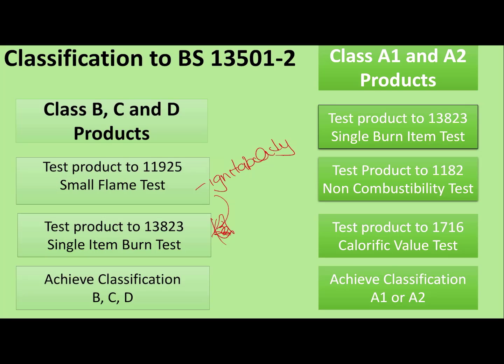Same thing tends to happen on Class A, A1 and A2. I'll start on A2 because A2's start point is the 13823 single burn item test, this one here. Unless it achieves a certain heat release and heat growth rate, it can't then progress to do the non-combustibility test and then do the calorific value test, which will then determine whether it has an A2 classification.